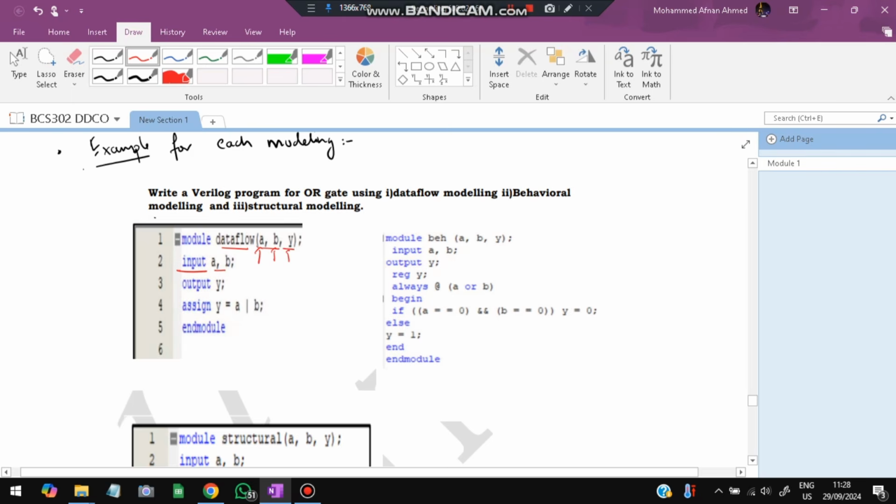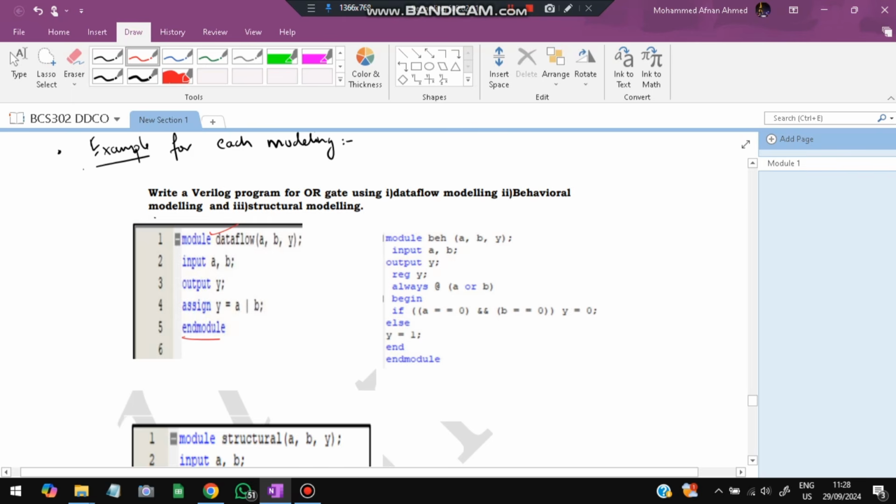So what is the input? A, B is the input, output Y. You'll be writing like this, and then you'll be writing assign Y. Y should be what? A or B. This operator is called an OR operator in the programming language. Then you will end the module. This is called the data flow module.